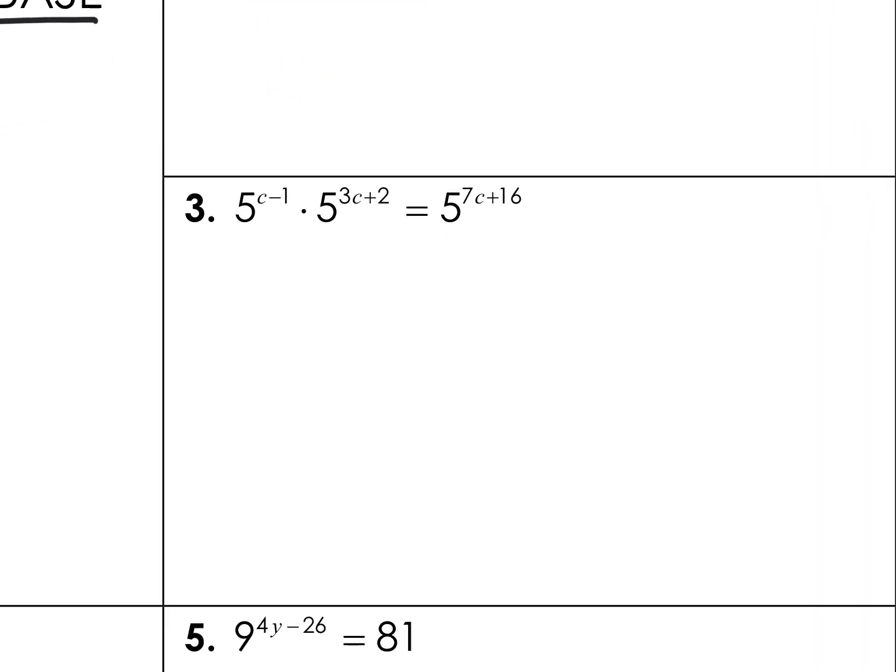Now look at number three. Number three is different. They did elevate it a little bit. The common base is still there. What's the common base? Five. But I need to have only one 5 with something equals to one 5 with something. No, there's no dividing to do this. So look at these two. These are common bases being multiplied. What's the rule if I want to keep the 5?